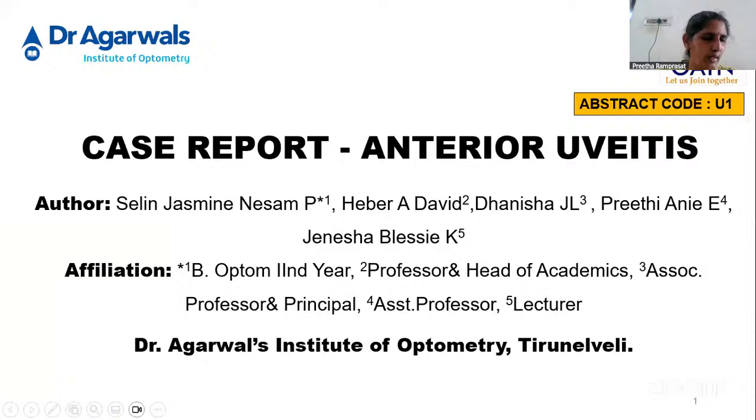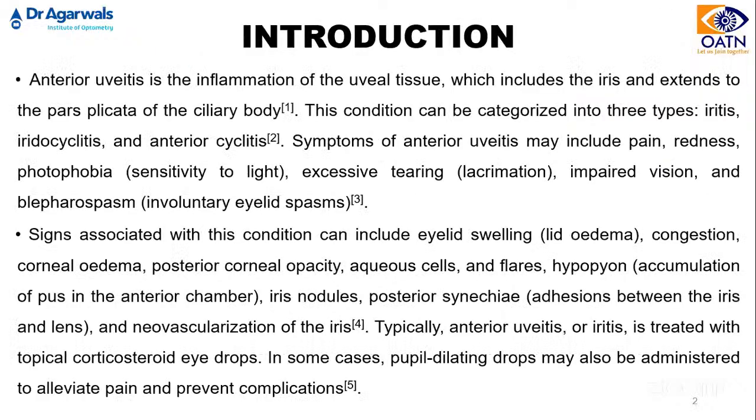Your time starts now. Good morning, all. I am Celine Jasmine Mason, doing my BAptem second year in Dr. Agarwal's Institute of Optometry, Tirunelveli. My case report is about anterior uveitis. Anterior uveitis is defined as the inflammation of the uveal tissue that includes the iris and extends to the pars plicata of the ciliary body. Anterior uveitis can be categorized into three types: iritis, iridocyclitis, and cyclitis.